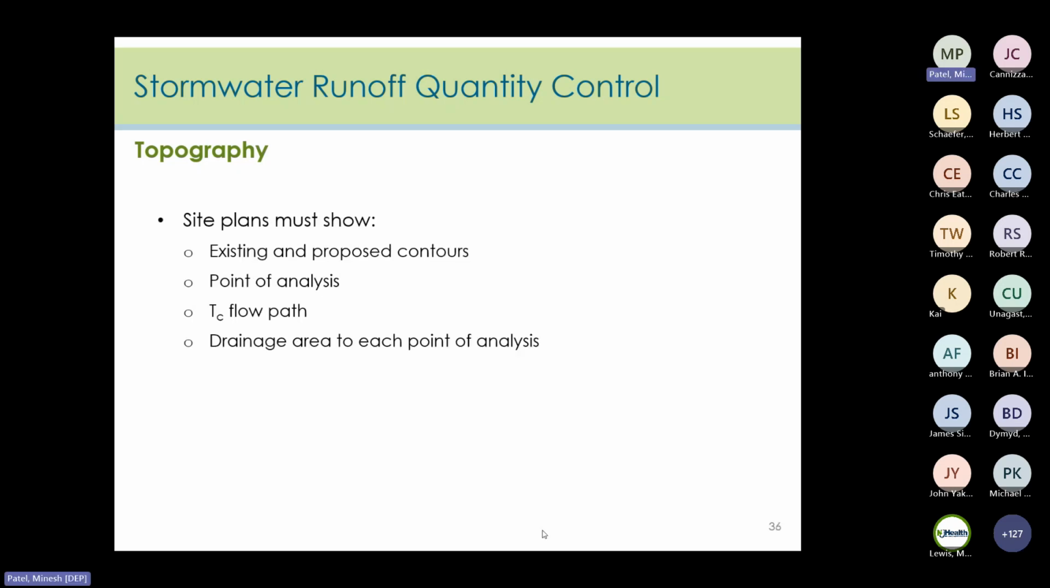It's often difficult for us to find drainage maps in these stormwater reports. We also see situations where the drainage calculations in the reports do not match up with the drainage maps in the plans. We need to see existing and proposed contours. We need to see the point of analysis, TC flow paths, and the drainage area to each point of analysis. The reviewer must be sure that the data used in the calculations matches the various maps and plans. This information must also be included on the drainage plans.